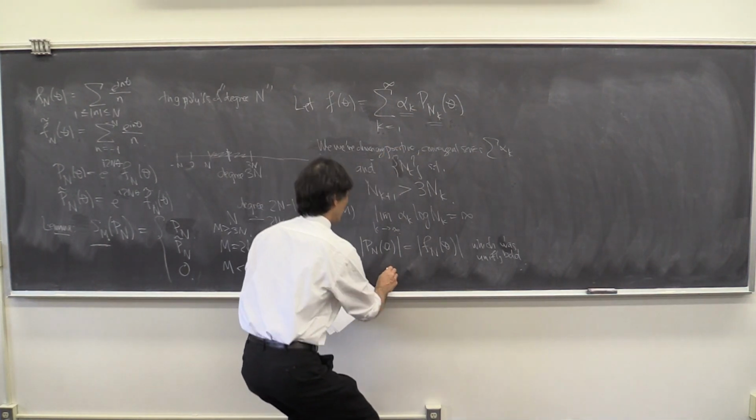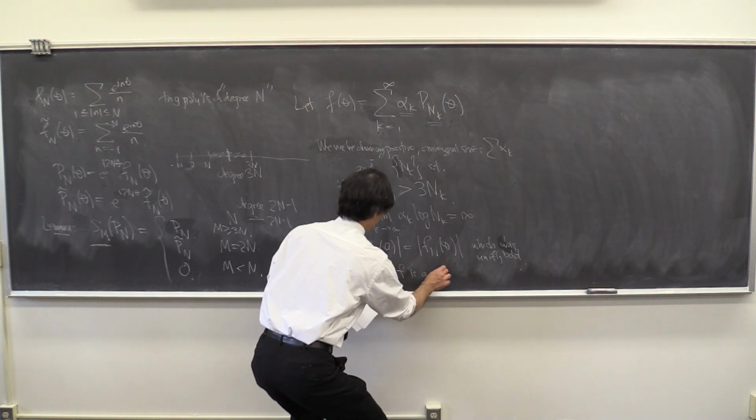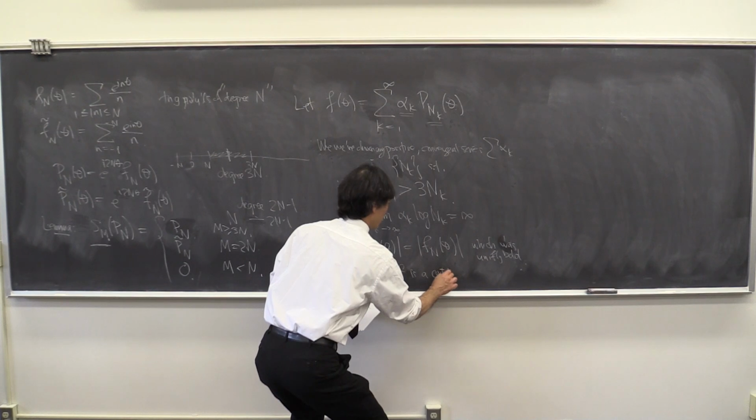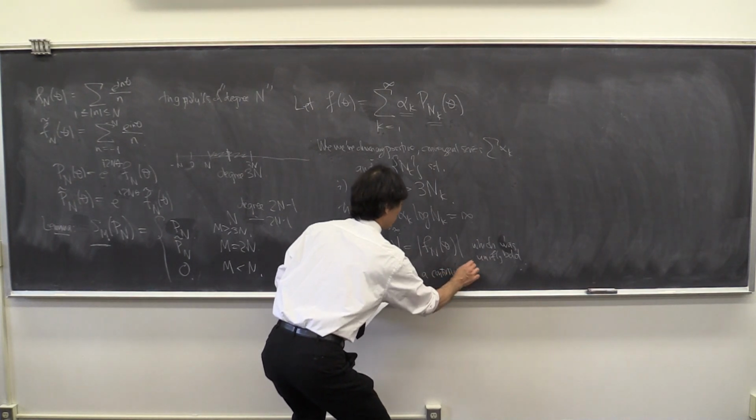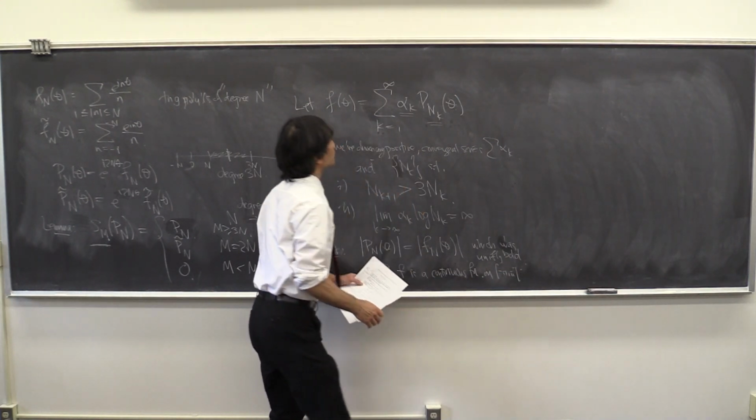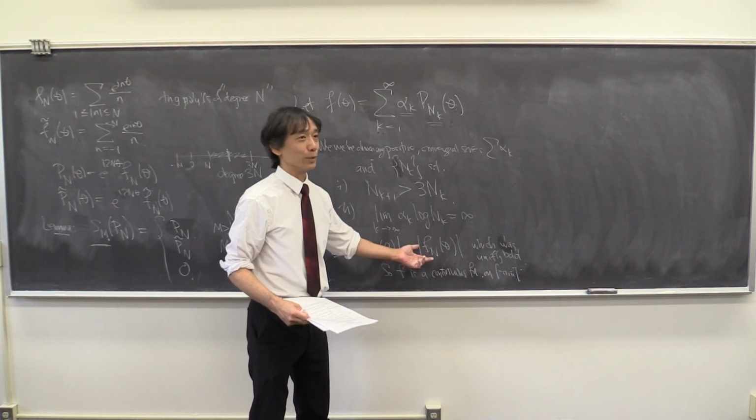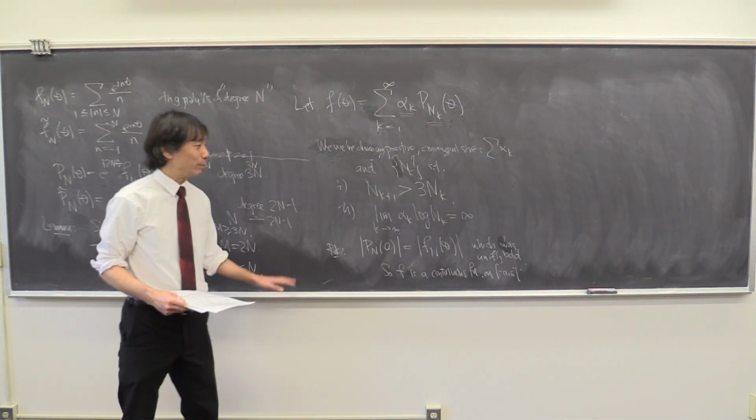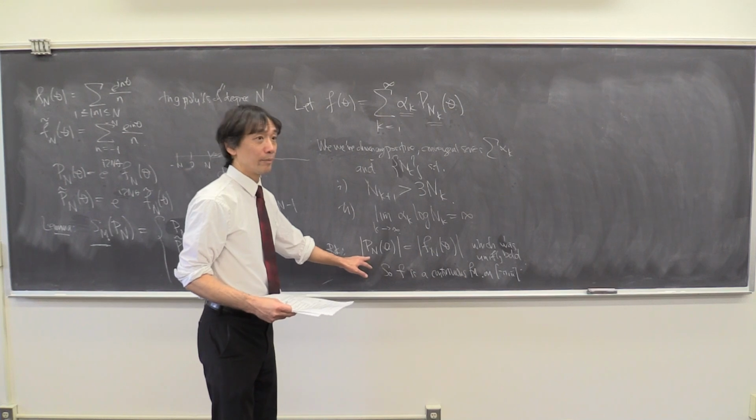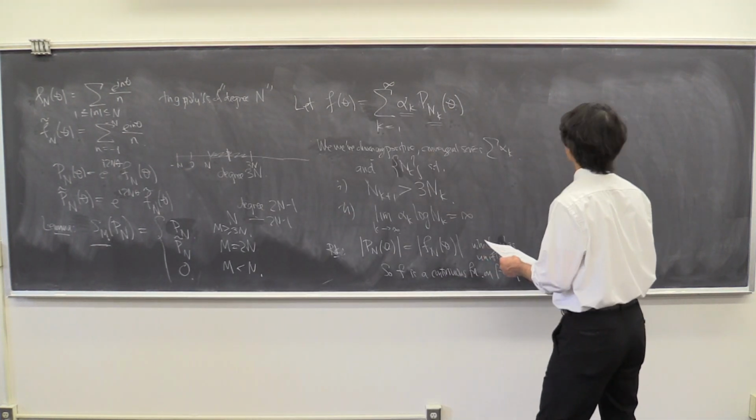Right, so f is a continuous function on the circle, by Weierstrass M-test. It's okay? Okay, so now here's the key claim.